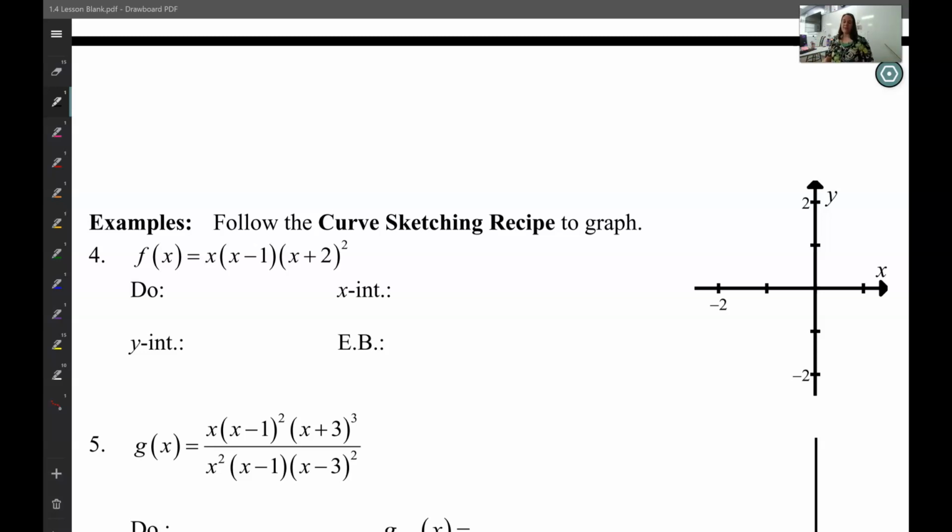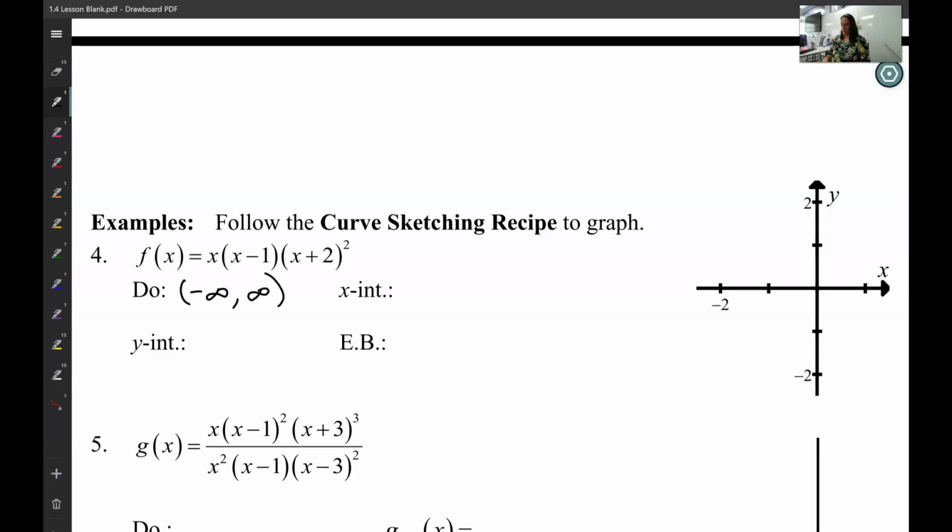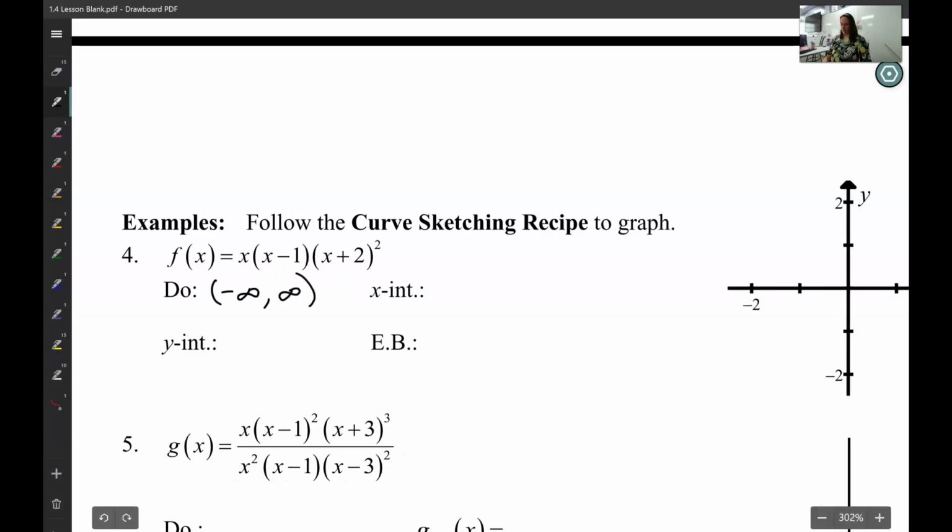So this one is a much simpler problem. We don't have to think about asymptotes. We don't have to think about holes. And because we don't have to think about either of those, my domain is going to be negative infinity to positive infinity. Because I don't have to stop at an asymptote. I don't have to stop at a hole. So let's go through and do intercepts.